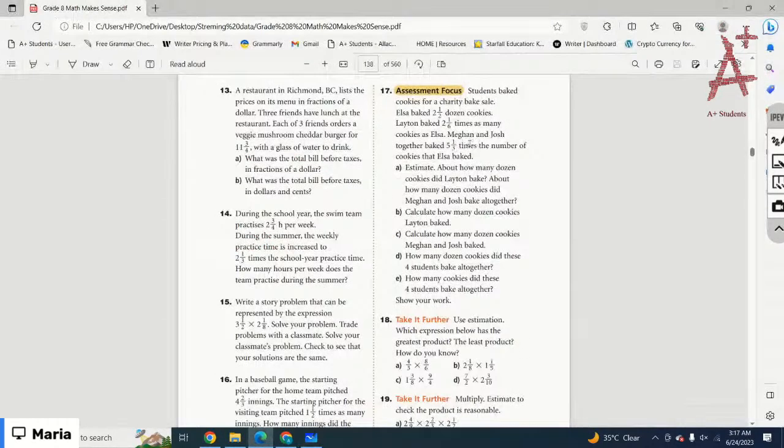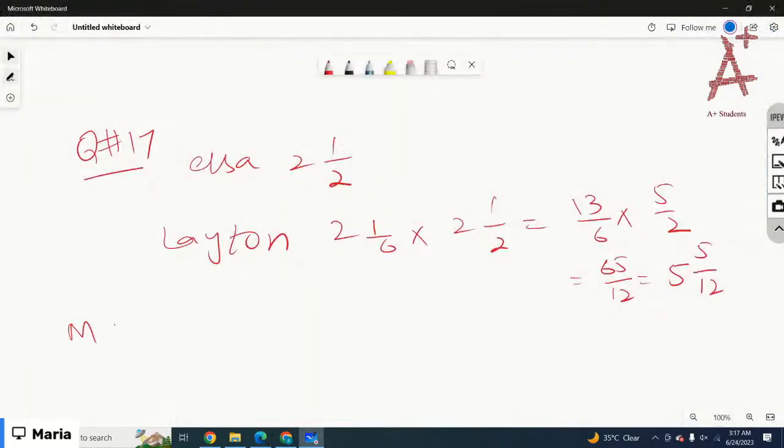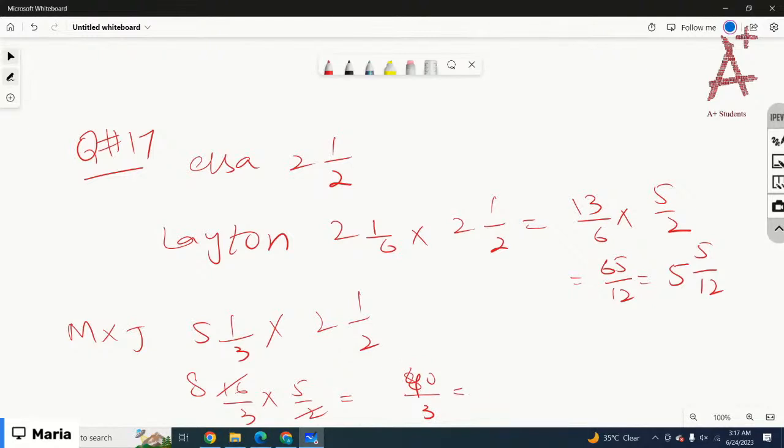The next one is Meghan and Josh baked together 5 whole 1 over 3 times the number of cookies that Elsa baked. So Meghan and Josh baked 5 whole 1 over 3 times what Elsa baked. Got it? So it would be 3 times 5 is 15 and 1, 16 over 3. 2 times 2 is 4 and 1, 5 over 2. So it would be 16 times 5 is 80 over 2 times 1 is 2, and 2 times 8 times 5 is 40 over 3. So 3 times 13 is 39, 13 whole 1 over 3.